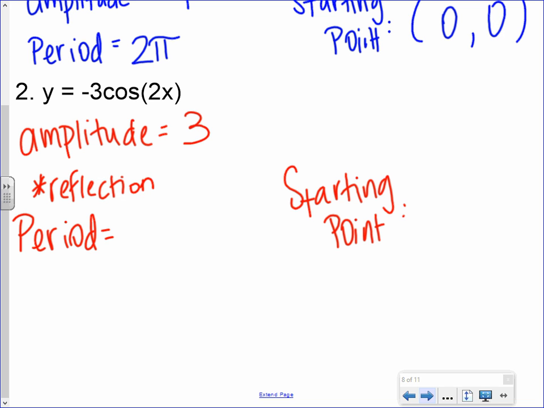Okay, Nick, how are we going to calculate the period? 2 pi divided by b, b is 2, and so our period is pi. Okay. So we have a stretch of 3, so our cosine curve is going to be reflected. Our amplitude's more, so it gets stretched. Our period is less, so it shrunk a little bit. Okay, and then do you see anything added or subtracted inside or outside? No. So our starting point is 0, 0.